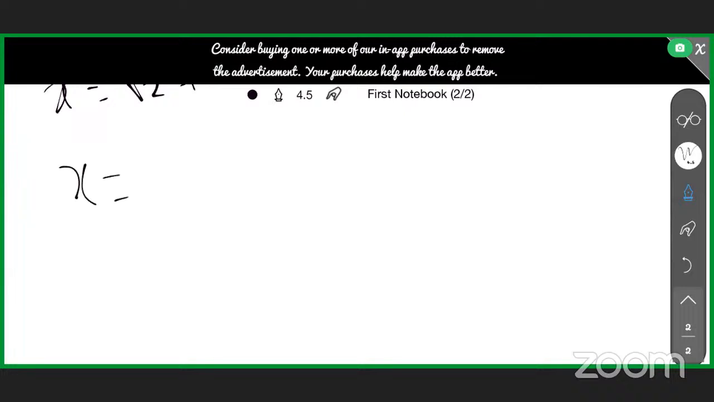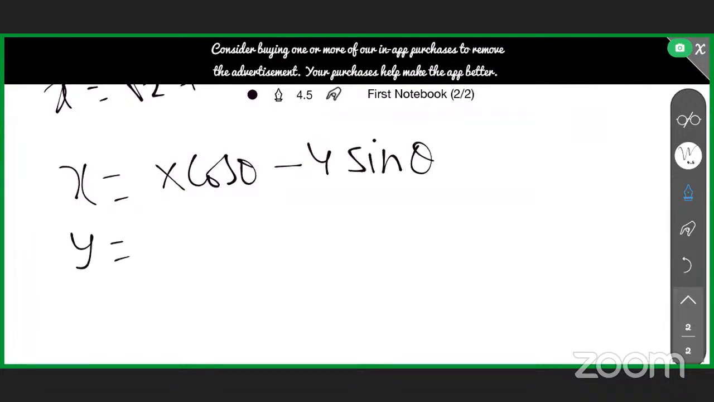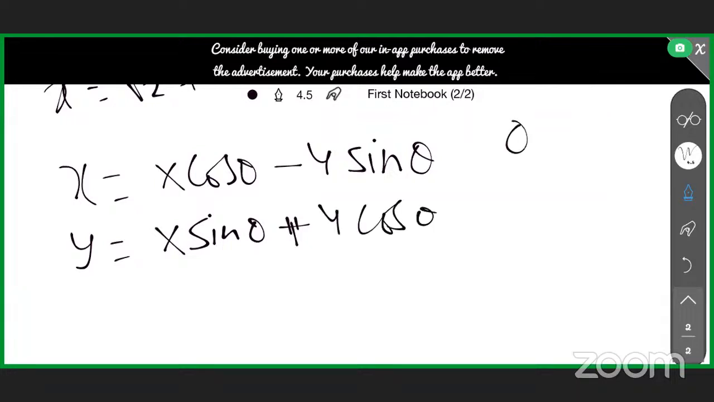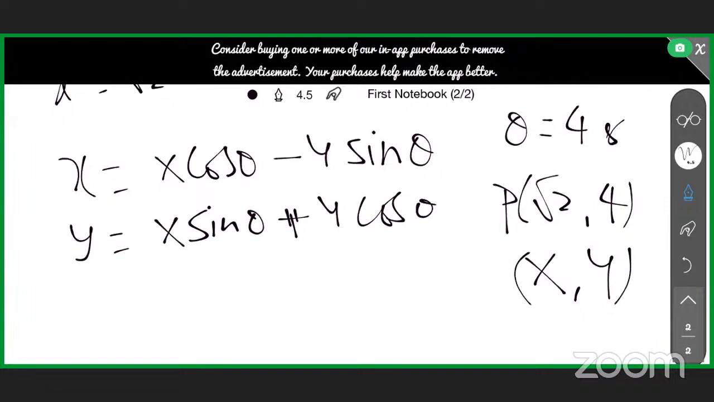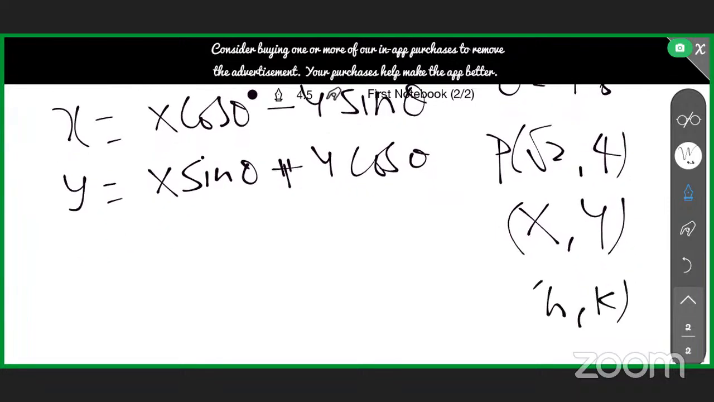So the formula: x is equal to x cos theta minus y sin theta, y is equal to x sin theta plus y cos theta. The angle is 45. The point root 2 comma 4 is in the new coordinate system, that is capital X comma capital Y. H comma K comes only in translation. H comma K is the value of the origin when it is shifted to a new place.